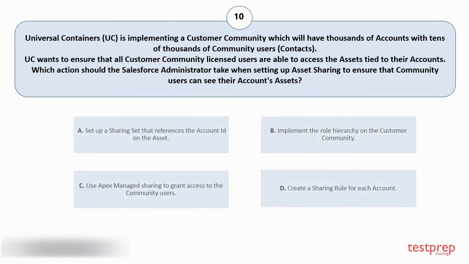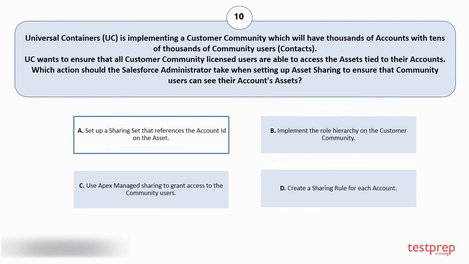Your options are: A. Set up a sharing set that references the account ID on the asset. B. Implement the role hierarchy on the customer community. C. Use Apex Managed Sharing to grant access to the community users. D. Create a sharing rule for each account. The correct answer is option A.